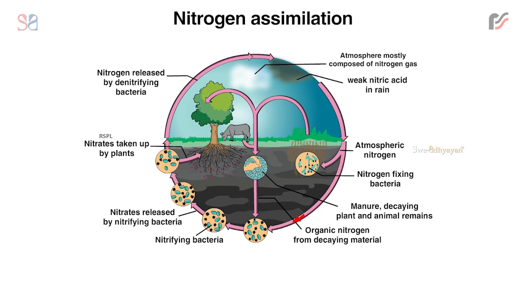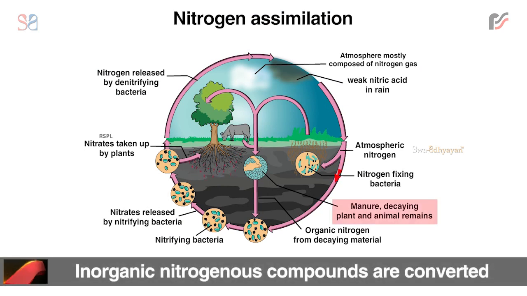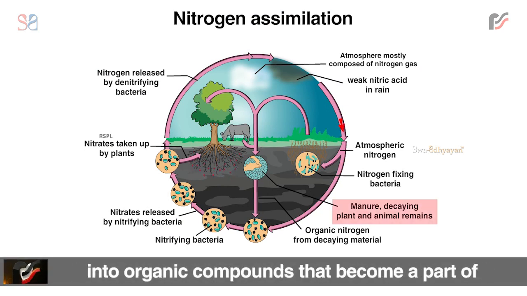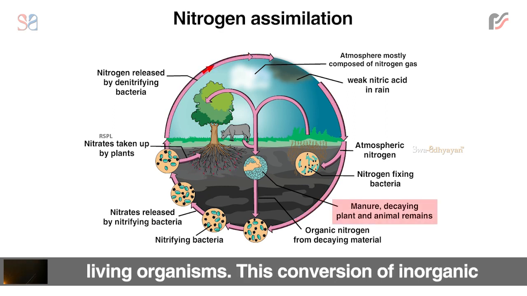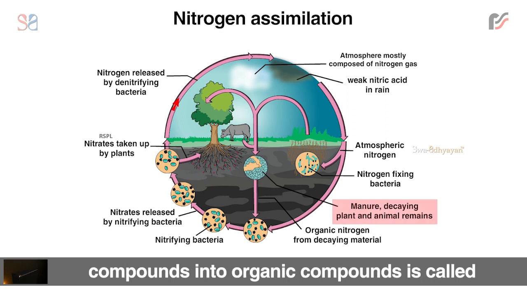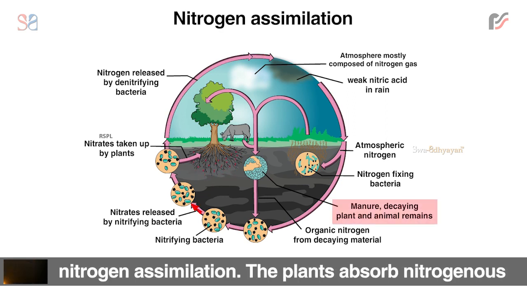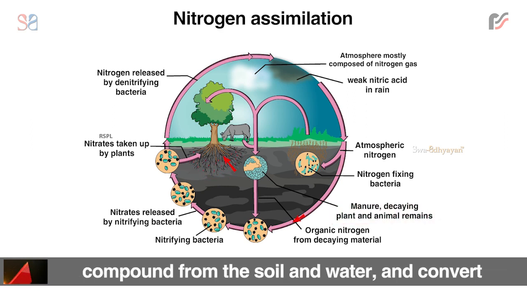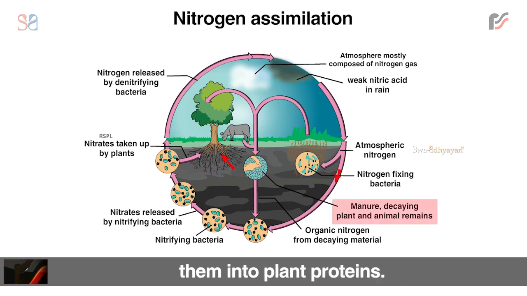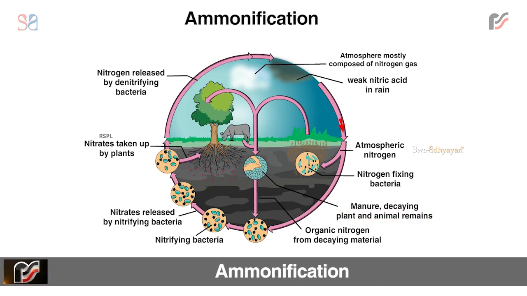Nitrogen assimilation. Inorganic nitrogenous compounds are converted into organic compounds that become a part of living organisms. This conversion of inorganic compounds into organic compounds is called nitrogen assimilation. The plants absorb nitrogenous compounds from the soil and water and convert them into plant proteins.